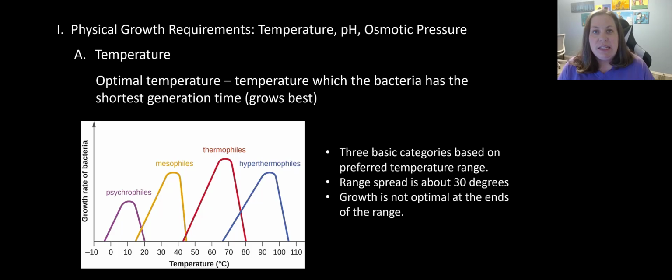So temperature, we do see that bacteria are going to have optimal temperatures to grow. Temperatures at which the bacteria have the shortest generation time, like it reproduces the quickest during that time. There are three basic categories based on preferred temperature ranges. The range can spread about 30 degrees, okay? Growth is not optimal at the end of the ranges, and we talked a little bit about this in the previous video on how the enzymes and stuff that help with growth can be affected by temperature. And if they denature, then that causes metabolic issues, which then ultimately affects growth.